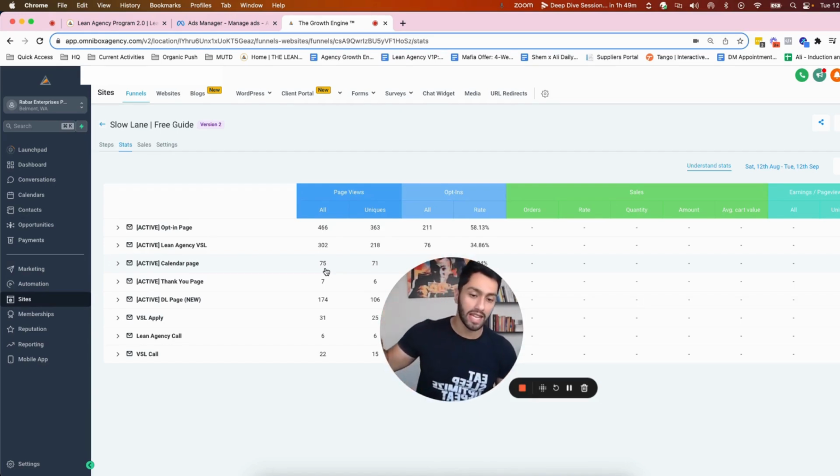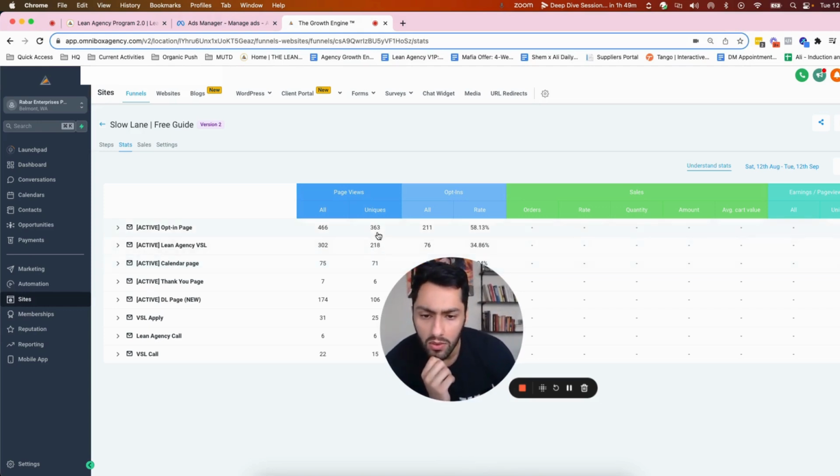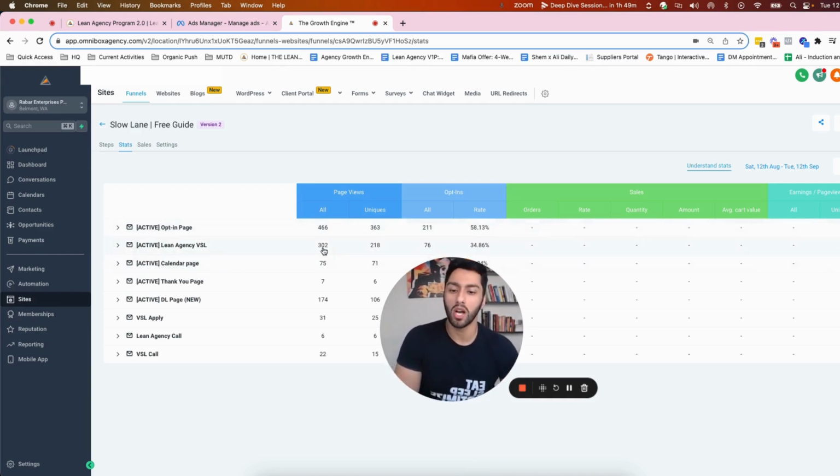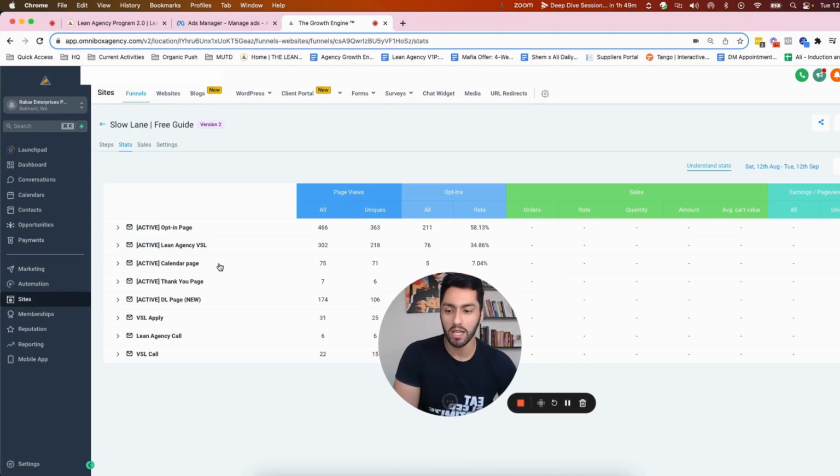If my front end ads are working, I have to come here and analyze these stats. I had 363 landing page views and 211 of them converted. So 60% conversion rate. Good. We don't have any problem on this step. Next step, there's 302, 76 converted, 34%. Not bad for this funnel. But the next one is, my booking ratio is low. 71 landed and only 5 booked.